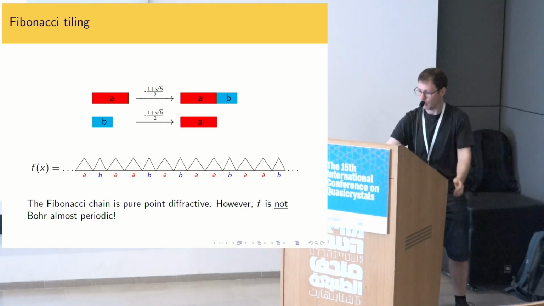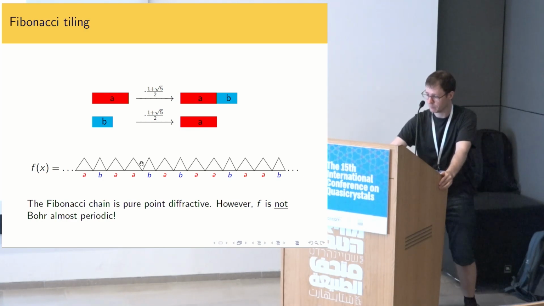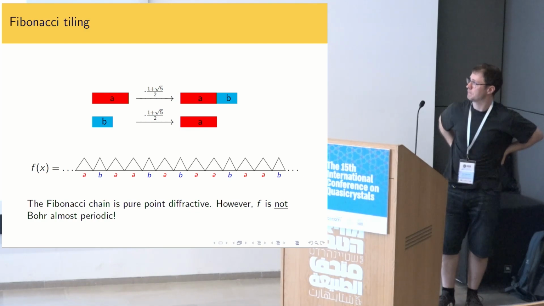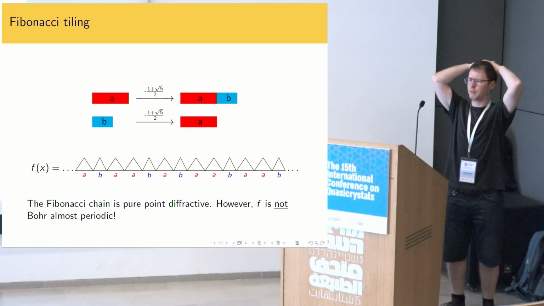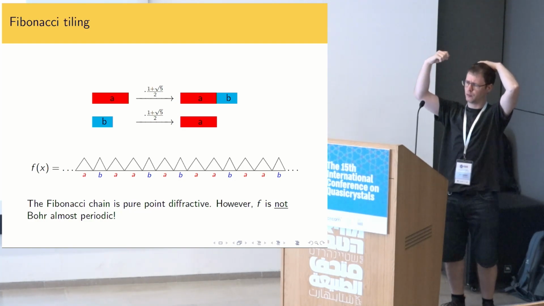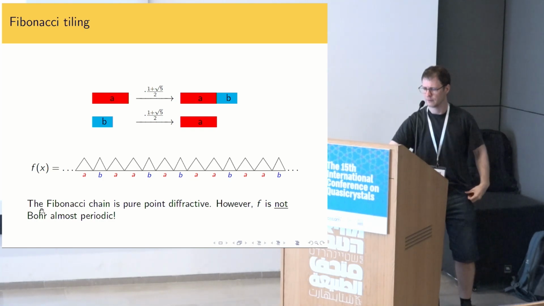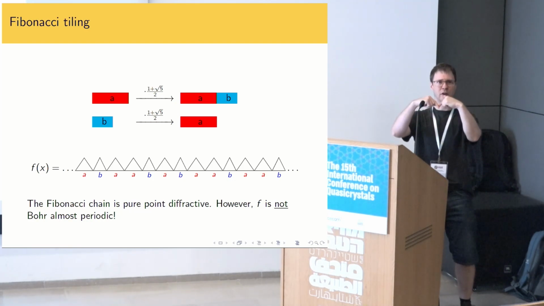So here we do have a function which is not Bohr almost periodic, but still gives rise to a pure point diffractive object. So if we want to describe or characterize those structures which give rise to pure point diffraction, Bohr almost periodicity is too strong. Every Bohr almost periodic structure will give you a pure point diffraction, but the other direction is not correct.